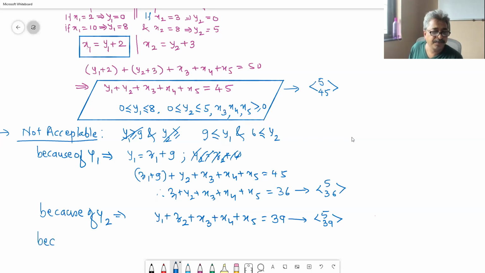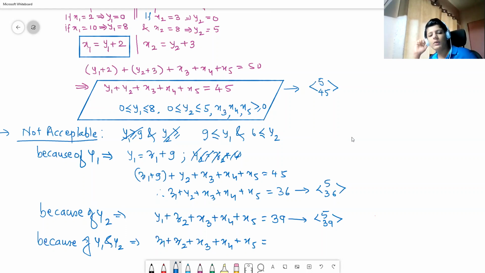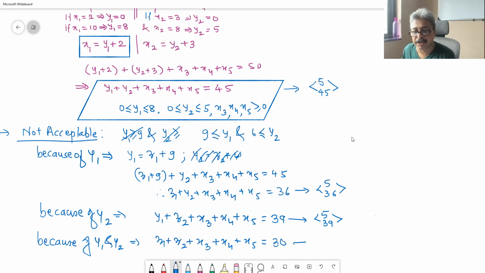And because of y1 and y2 simultaneously, what we will have to do is z1 plus z2 plus x3 plus x4 plus x5 is equal to, we will have to subtract 9 plus 6 from 45. That makes it 30. The answer for that is 5 elbow 30. Okay. So for the individual cases, all answers are ready. Once you understand this, you will be able to do it orally without any mistake.